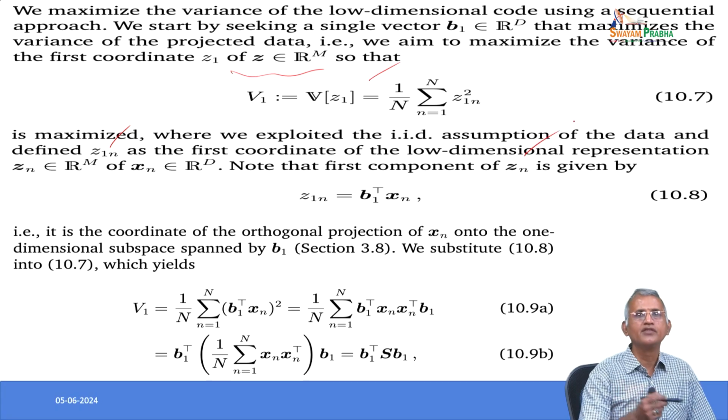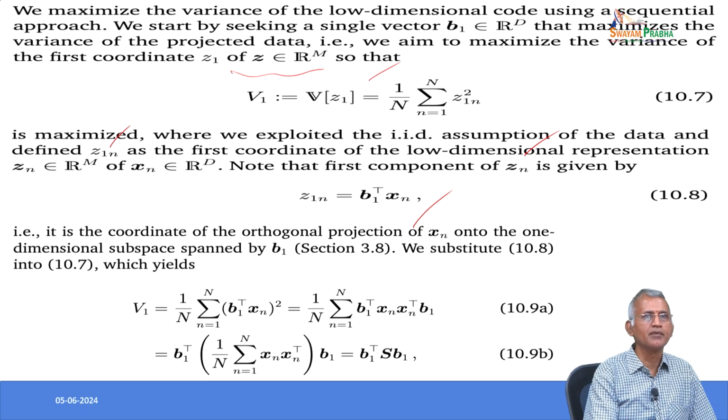Note that the first component of Z1 is given by Z1n equal to B1 transpose xn. So, it is the coordinate of the orthogonal projection of xn onto the one dimensional subspace spanned by B1. Therefore, this yields V1 equal to 1 by n into summation n equal to 1 to n (B1 transpose xn) the whole square, equal to 1 by n summation n equal to 1 to n B1 transpose xn xn transpose B1. So, therefore, B1 transpose of 1 by n into summation n equal to 1 to n xn xn transpose into B1, where this value is S.